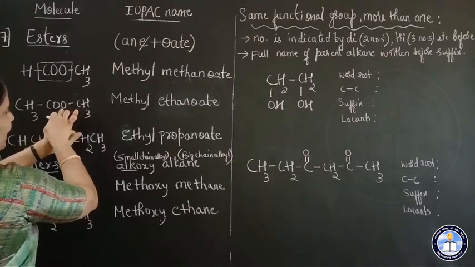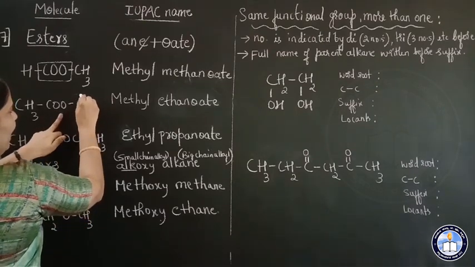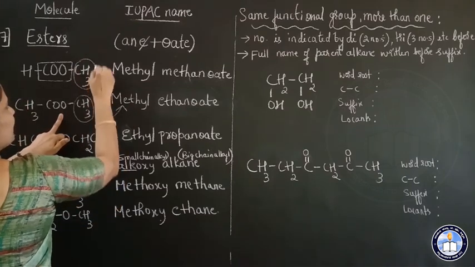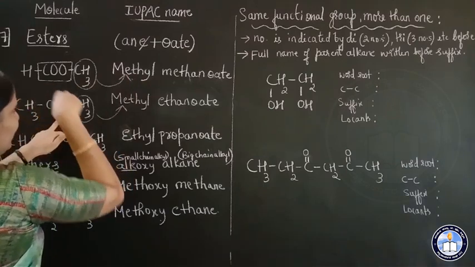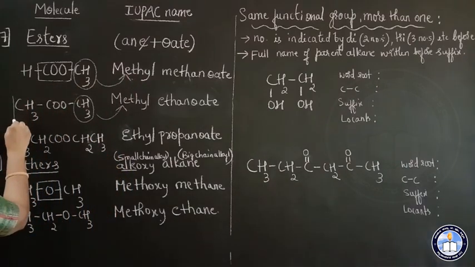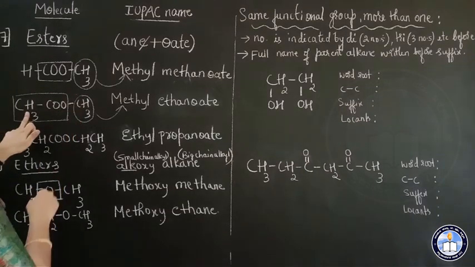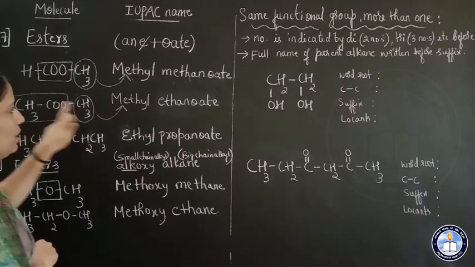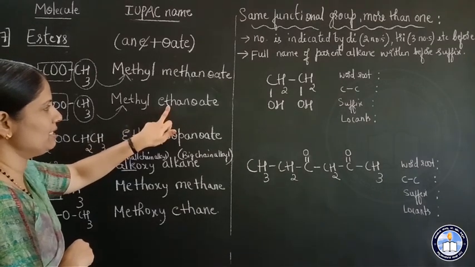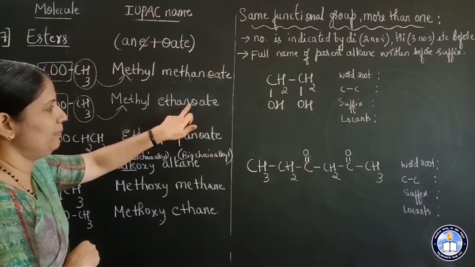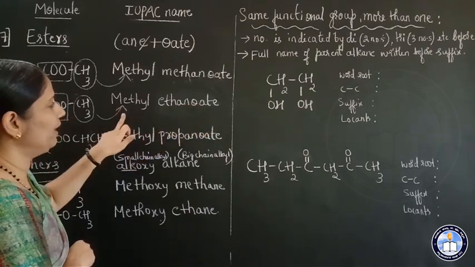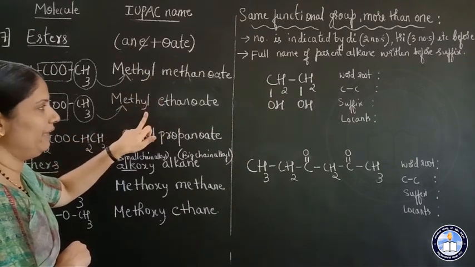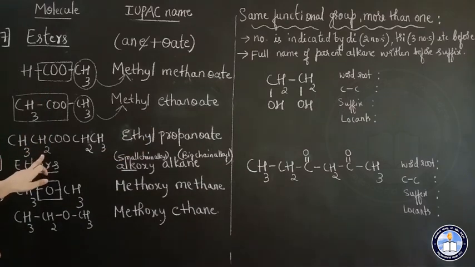Now see here next. So CH3 group is attached to the oxygen. So this will be named as methyl. Right? Now see here how many carbon atoms? Including the carbon atom of the functional group we have to count. 2 carbon atoms. So eth, single bonds, AN, E is replaced by OAT. So methyl ethanoate. Methyl methanoate. Methyl ethanoate. Now third one.